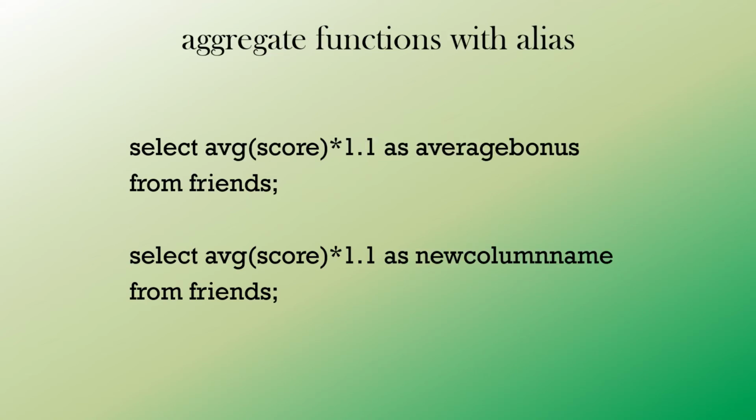Now if we were to do that, the column name would be a bit confusing, so we can give it an alias. So we just say AS and then the alias name. So this would give the result set as normal, but the new column that we've created, average score times 1.1, would now be called average bonus.